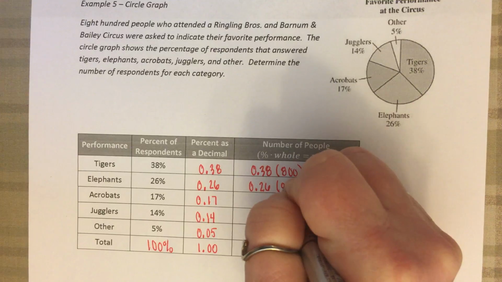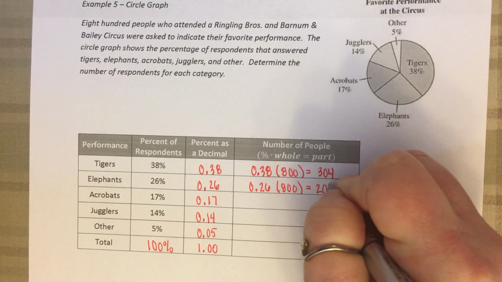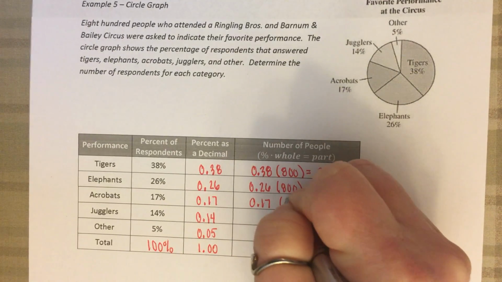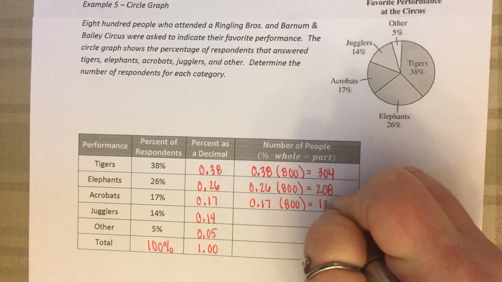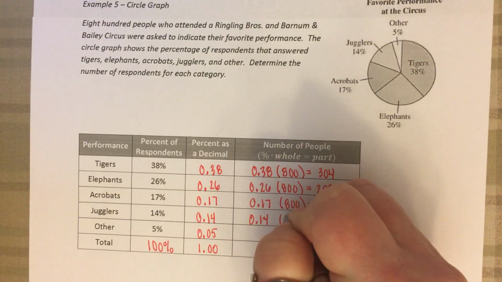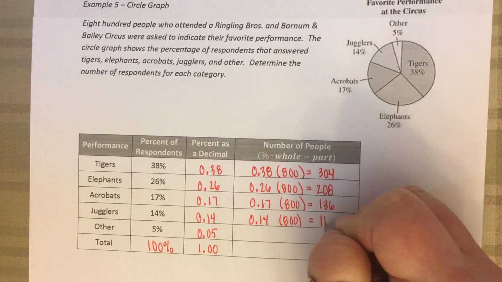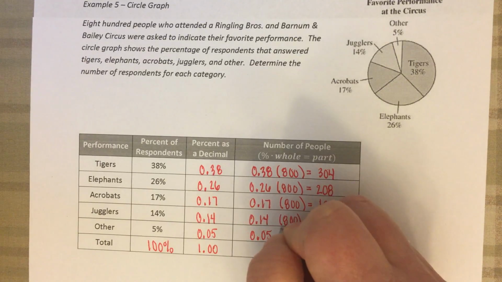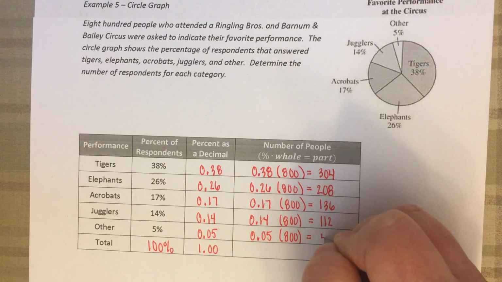0.26 times 800 equals 208. 0.17 times 800 gives us 136. 0.14 times 800 gives us 112. 0.05 times 800 gives us 40.